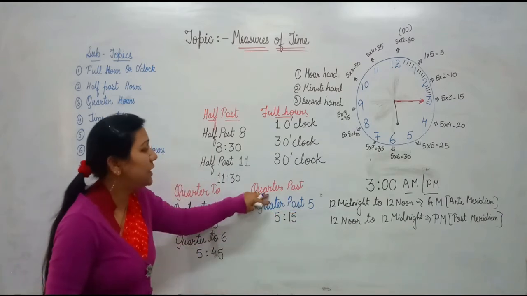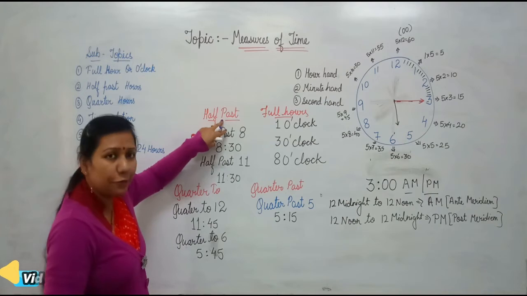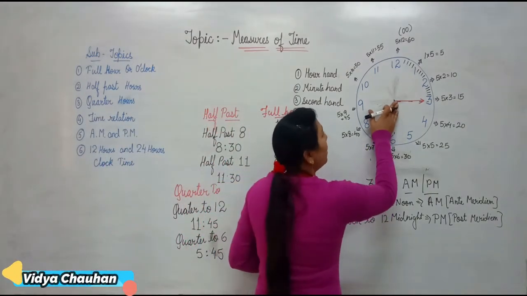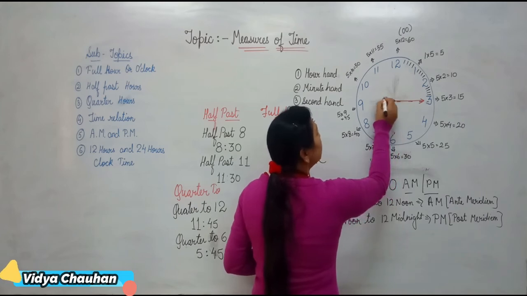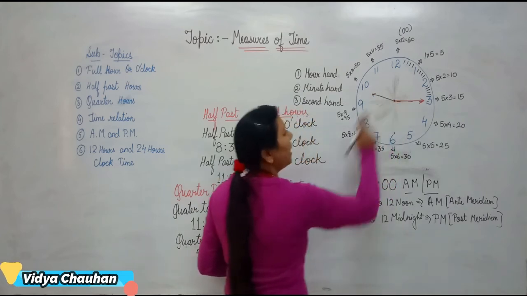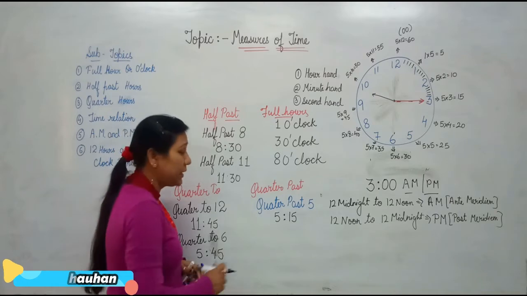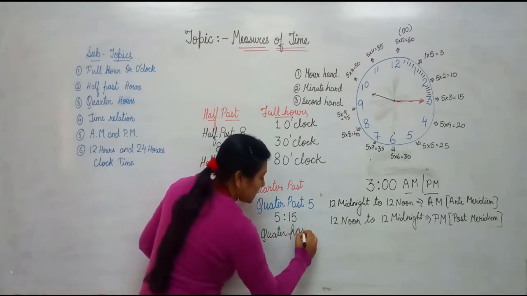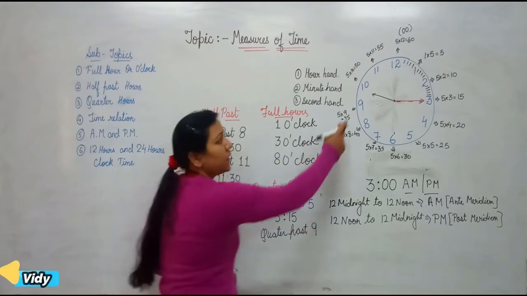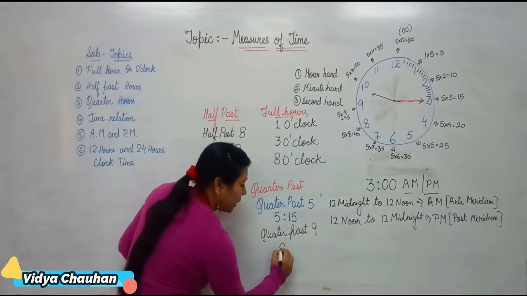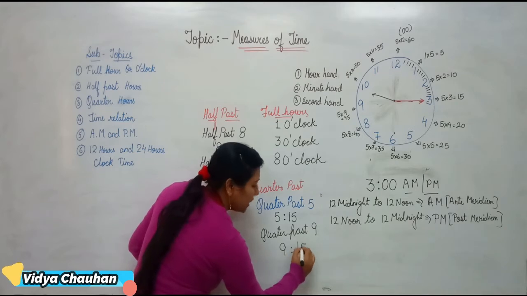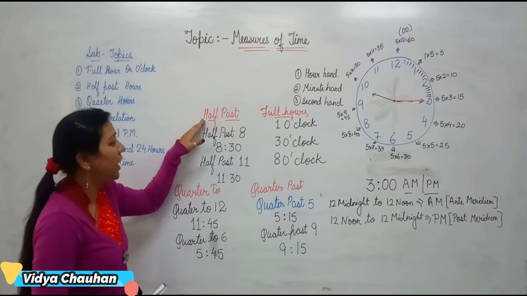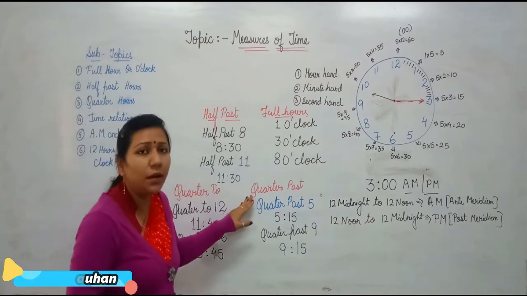So this is the concept of full hour clock, half past, quarter to and quarter past. Now suppose your hour hand is between 9 and 10 and the minute hand is still at 3. Now what is the time? The time is quarter past 9. Quarter past 9 and you can write it as 9:15. Okay students, so this is all about the different clock times, full hour, half hour, quarter to and quarter past.